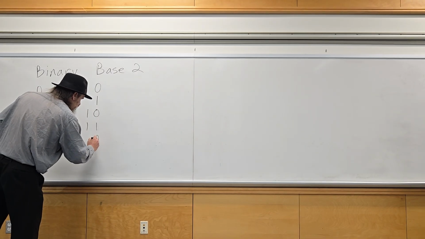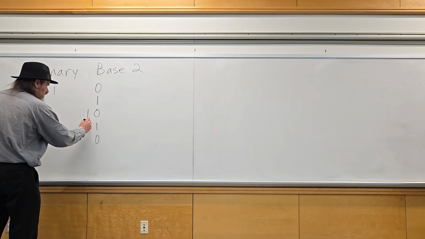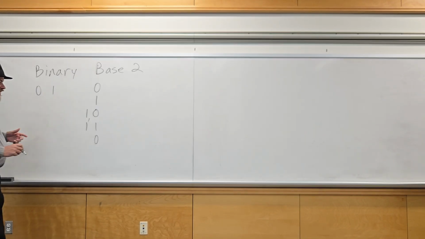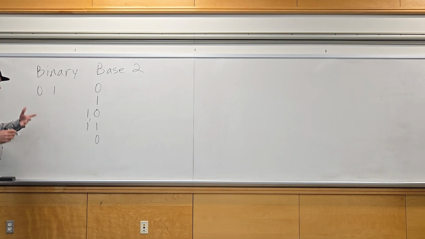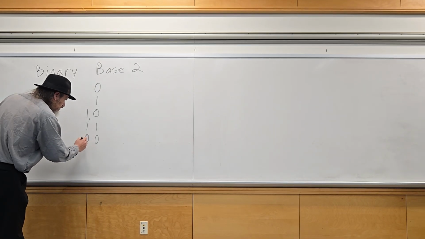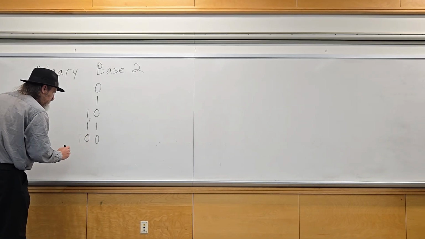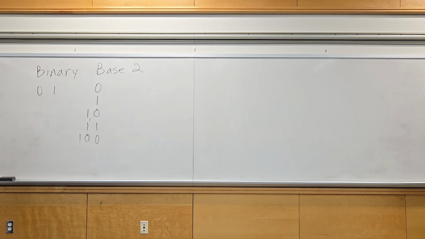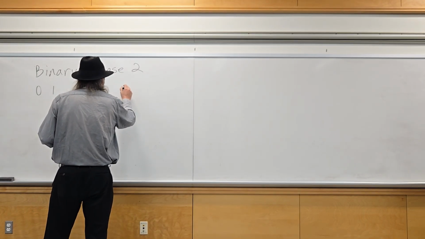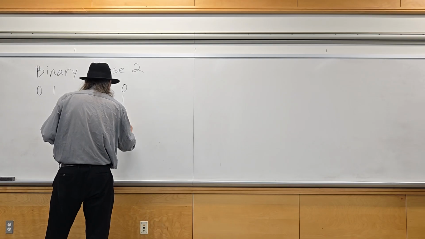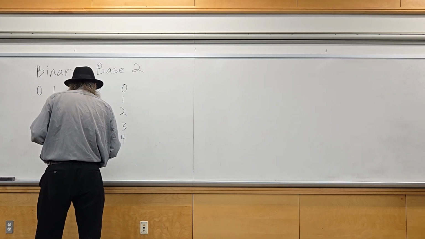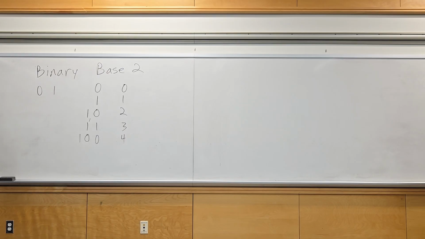Roll over to the 0 here. Carry the 1. 1 and 1 is 2, but you don't have 2, so you roll over a 0 again and add a 1 in the next column, the next digit. So these correspond to 0, 1, 2, 3, and 4 in base 10.